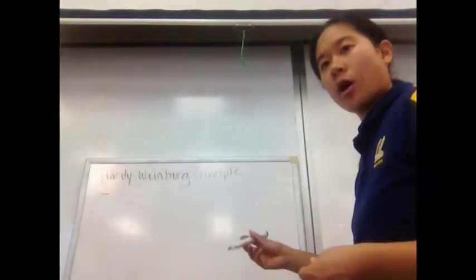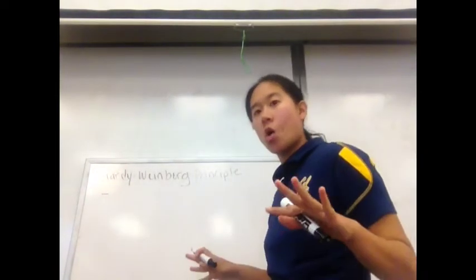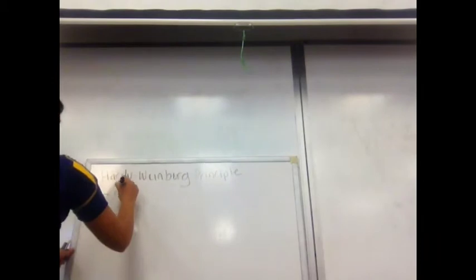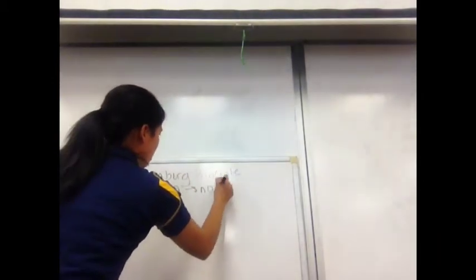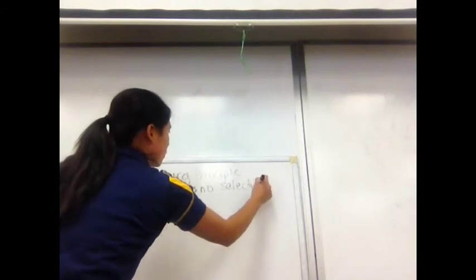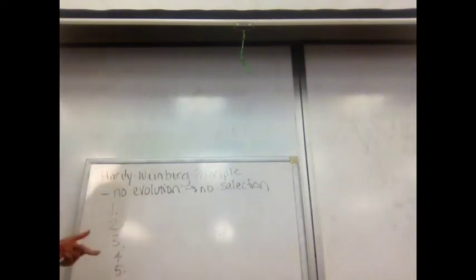So what is the Hardy-Weinberg principle? The Hardy-Weinberg principle is the statement for what happens when there's no evolution going on. So no evolution. That basically means there's no selection occurring in your population. So you look for 5 things to make sure there's no selection. And what are those 5 things?